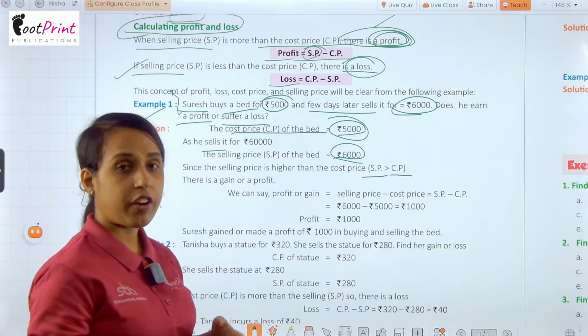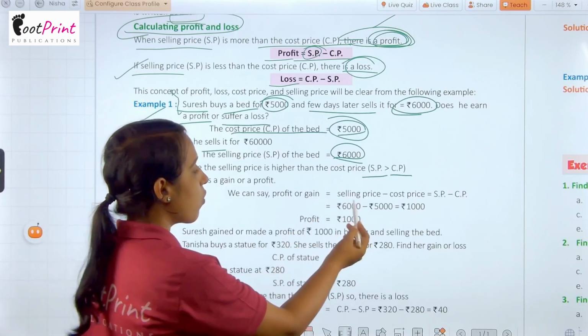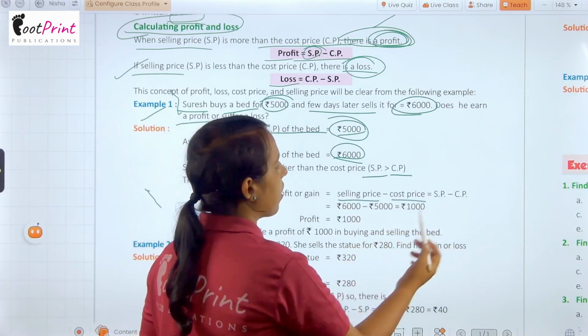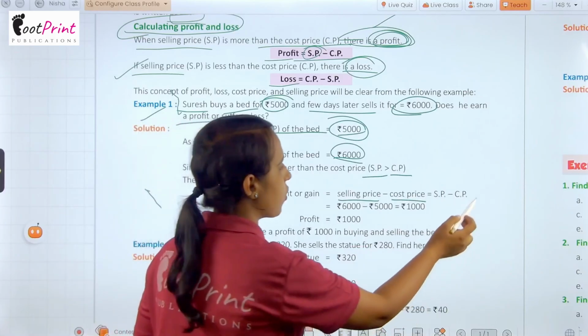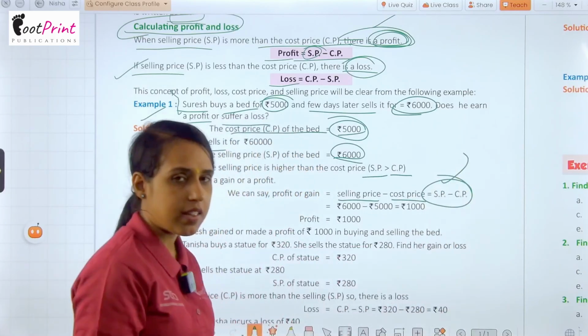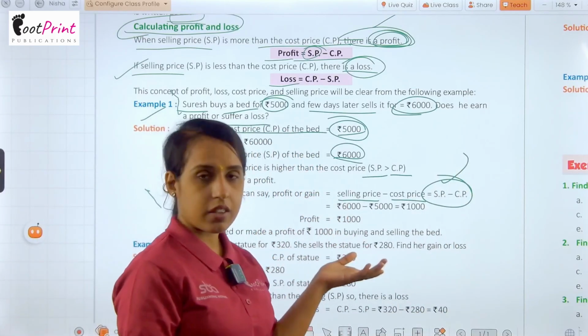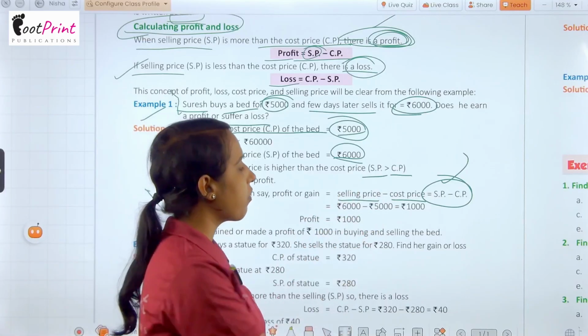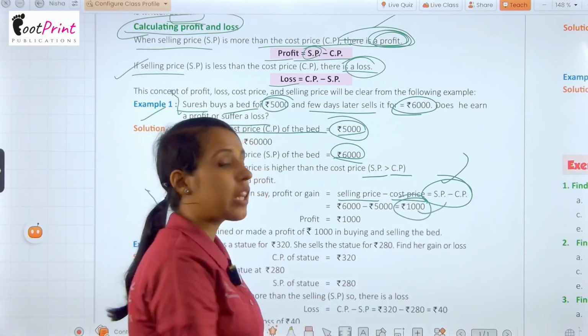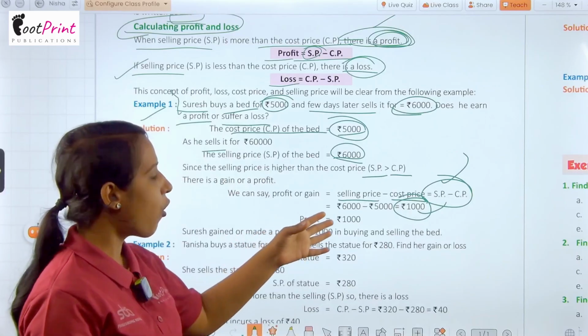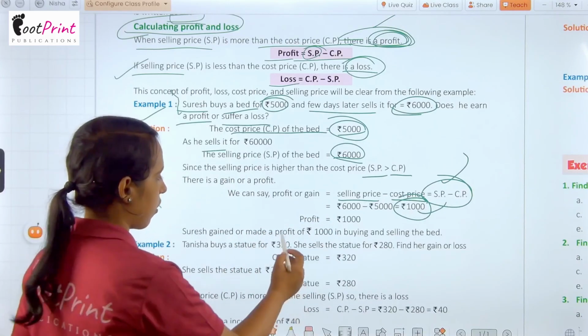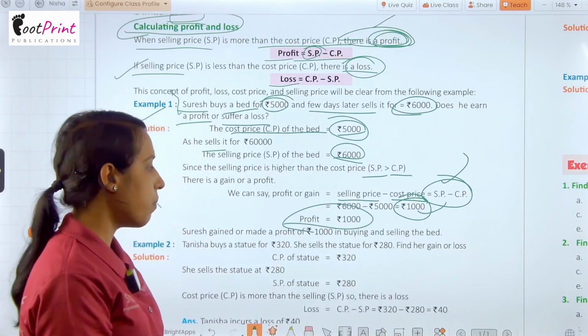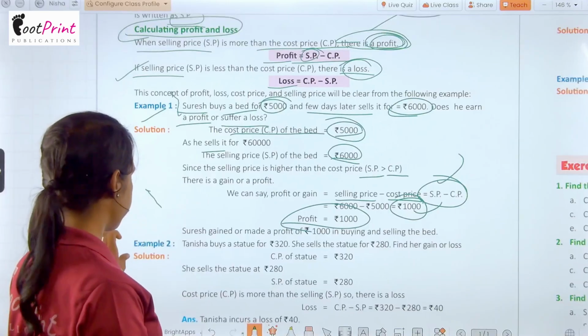And how do we find out the profit? Profit equals to selling price minus cost price, or in short, we can write here SP minus CP. So SP we have 6,000 minus CP we have 5,000, and after subtracting we get here 1,000, means he made the profit of 1,000 rupees. So answer is profit is equals to 1,000 rupees.